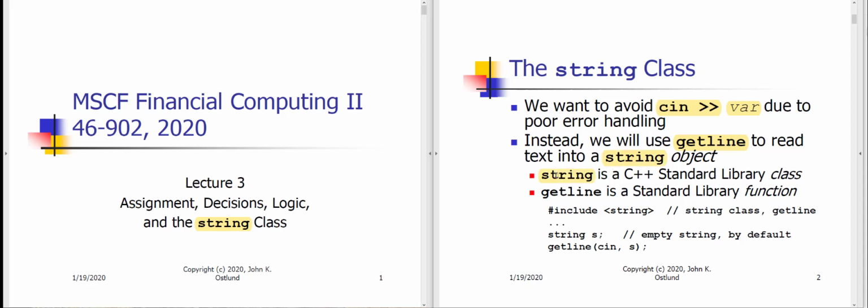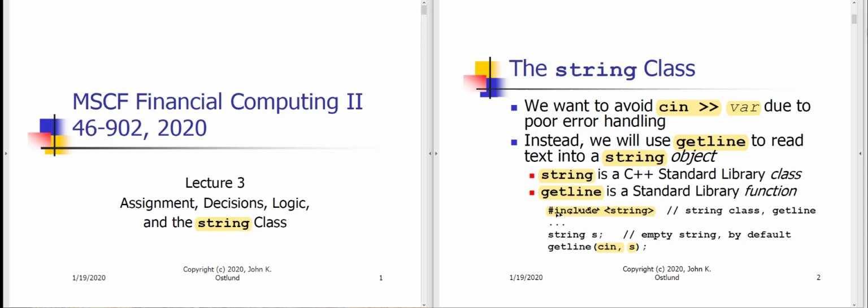Now, string, as I said, is one of the C++ standard library classes. In order to use string, you have to include the string header. And getline is a standard library function that knows how to read a sequence of characters that the user types from the standard input stream and put that sequence of characters into a string object.